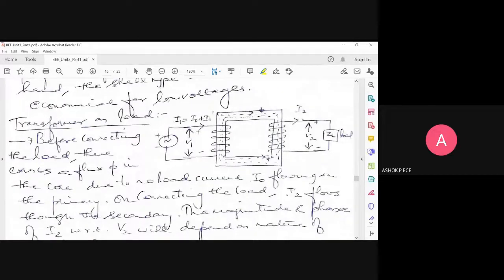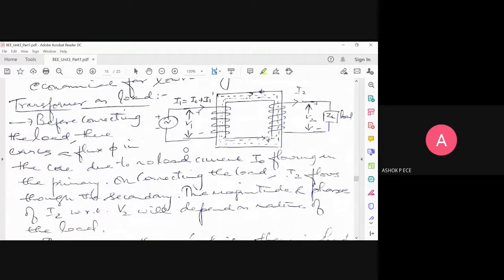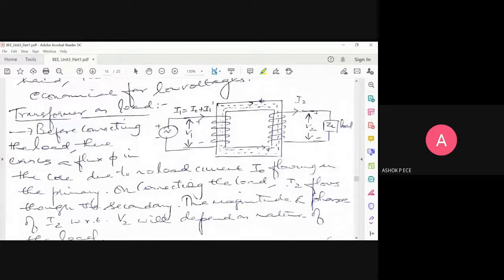So we have seen the transformer on no load condition. Now we are going to add a load to the transformer and see how the transformer is going to act and how the currents are going to be set up. I am going to use a core type transformer only, but I'm going to connect it in a different way. One limb I'm going to use for primary, one limb for secondary.